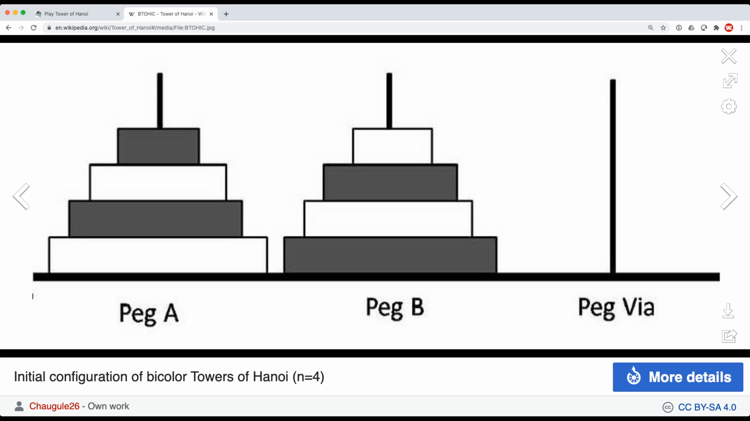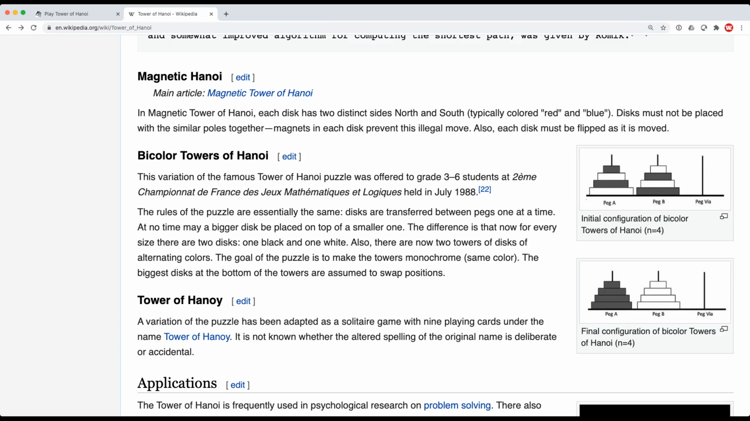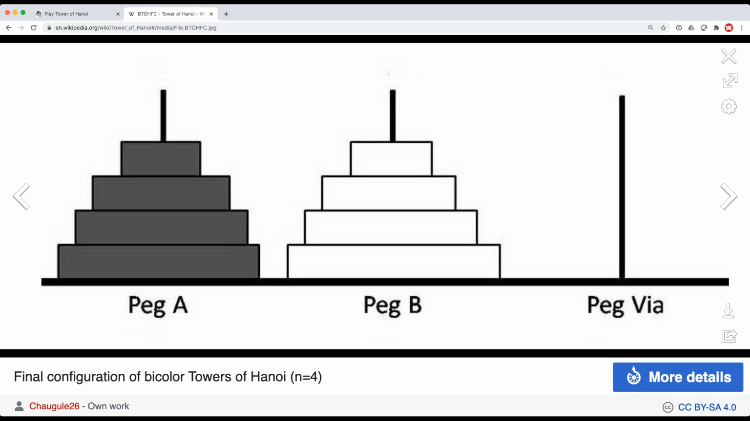Now, I gave a variation of this once just to see what people would come up with, where you had 4 pegs. But here's the evil part. The bottom disc on peg A is white, and the bottom disc on peg B is black. The solution required is that you have to get all the white ones here and all the black ones there. So the bottom discs have to move, and this is what it should look like when it's all said and done.